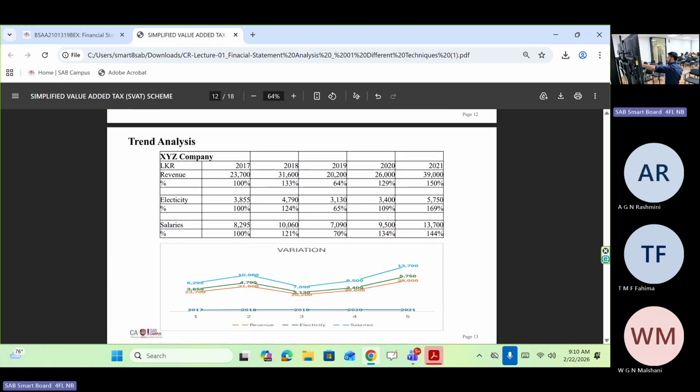So we are having 3 different numbers: revenue, electricity, and salaries. For different years, we have calculated the trend here. Once you are doing trend analysis, what is the process we need to focus on? What's the process we need to understand? If we want to analyze the trend, we should have a predetermined presumption, projection, or expectation. We need to develop the expectation.